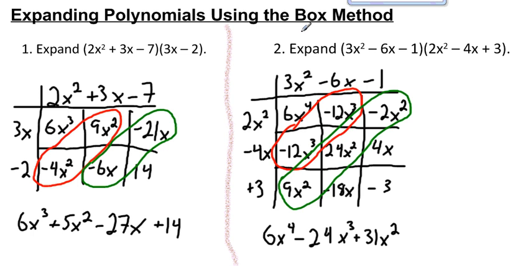And then we'll put our x's together. So we have a negative 18x plus a 4x. So that'll give us minus 14x. And then our constant in the bottom right here is a minus 3. And so we now have our simplified answer. 6x to the fourth minus 24x cubed plus 31x squared minus 14x minus 3.